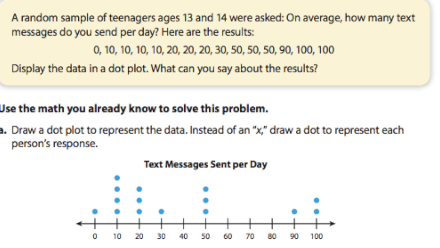And they sent less than 20 text messages because it's at 0 and 10, and the next one would be 20, but 20 is too far. So you would say for this answer, 5 teenagers send less than 20 text messages per day.